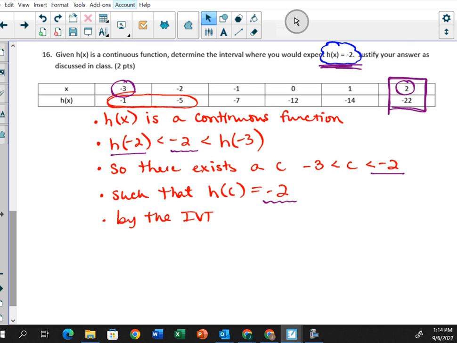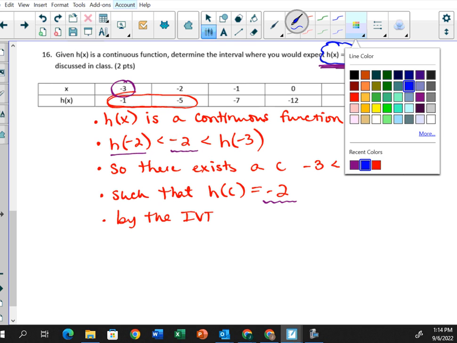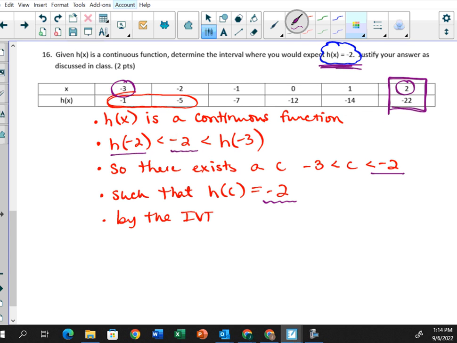And let me write the alternative way you could have done step 2. You could have said h of 2 is less than -2 is less than h of -3. And then you could have said -3 is less than c is less than 2. Those are other options you could have used for listing values on parts 2 and 3.